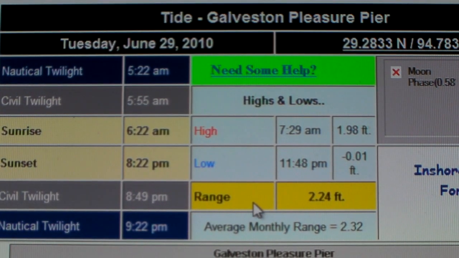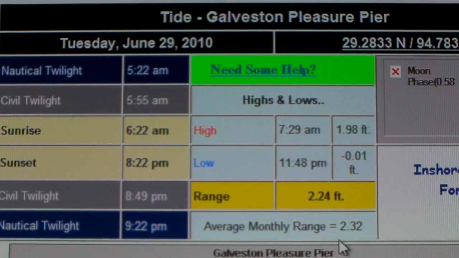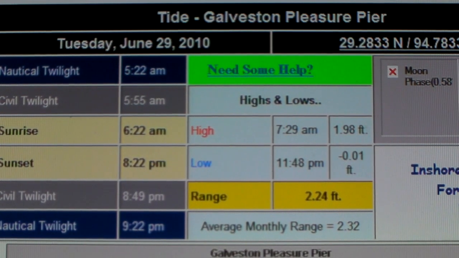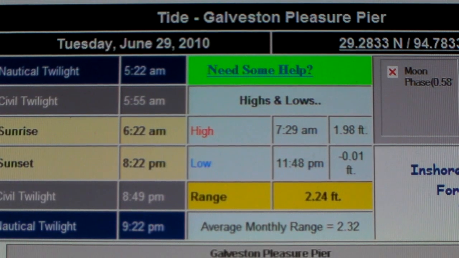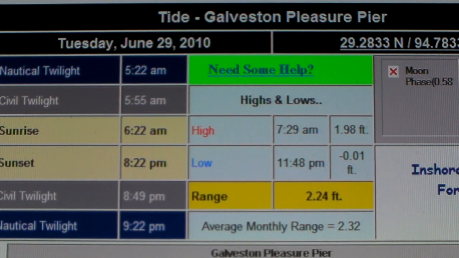Today's range is 2.24 feet, which is the difference between the highest and the lowest water level for a given day. And the average monthly range is 2.32 feet for the month of June. High tide is basically the point over the course of a tidal cycle where the water is at its highest, and low tide is the complete opposite.